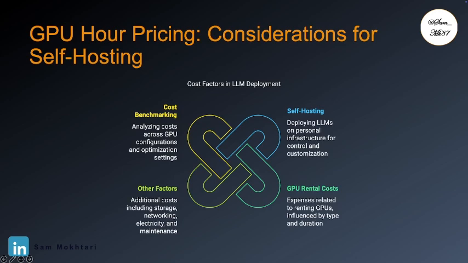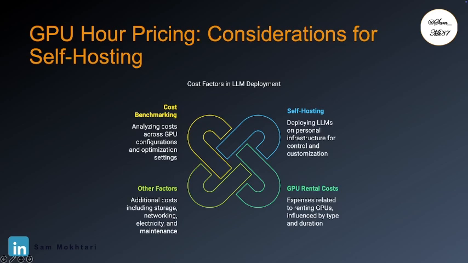The primary cost driver in self-hosting is GPU rental. Prices vary significantly based on the type of GPU, provider, region, and rental duration. Higher-end GPUs like the A100 and H100 from NVIDIA offer greater performance but come at a premium cost. Beyond GPU rental, you need to consider additional expenses like storage, networking, electricity consumption, and maintenance. These factors can add up, so it's essential to factor them into cost calculations.